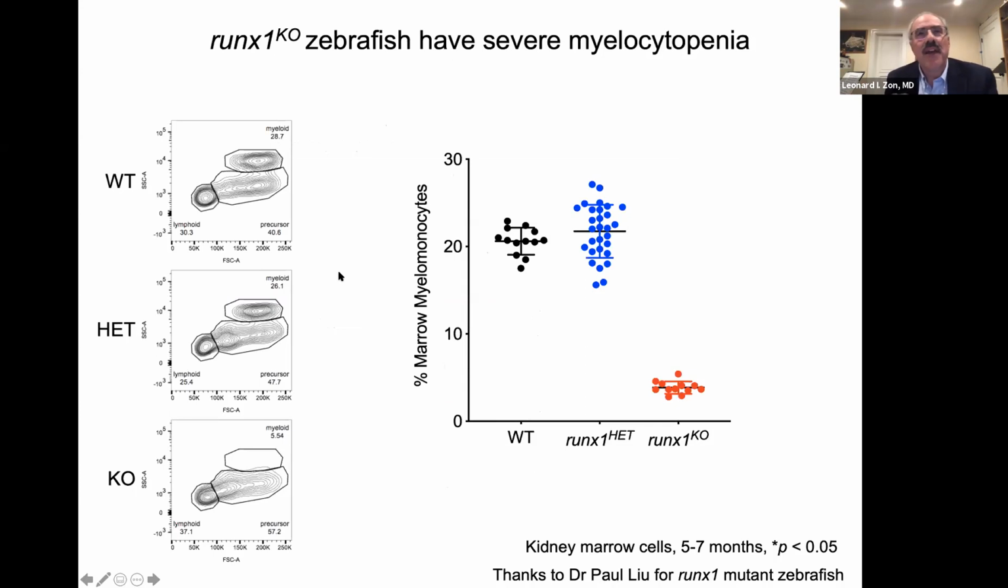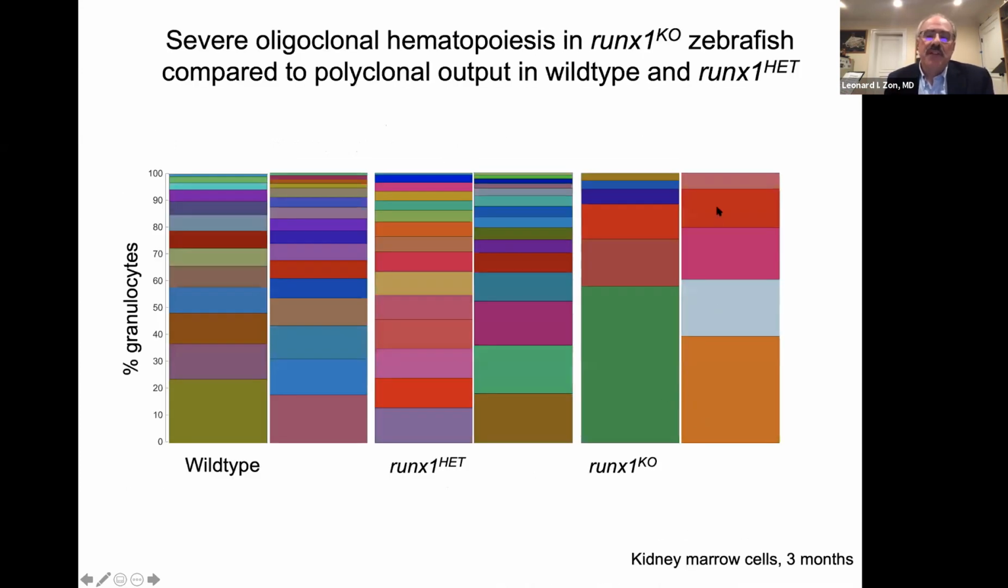Now, interestingly, RUNX1 mutant fish actually live to adulthood. And what they have is a deficit of myelomonocytes, and this is shown over here. Now, when we do this in the background of the clonal marking, what you can see is the wild type and the heterozygote doesn't have much of a change of all these colors. I would say typically we have about 20 colors. But you can see in the RUNX1 knockout, there's a deficit of colors.